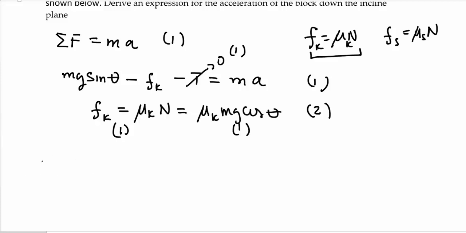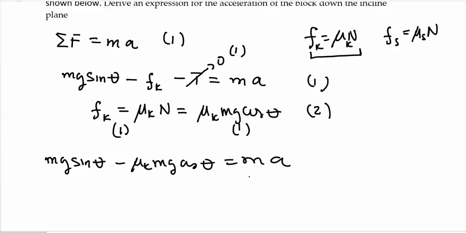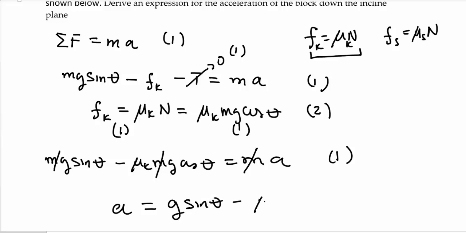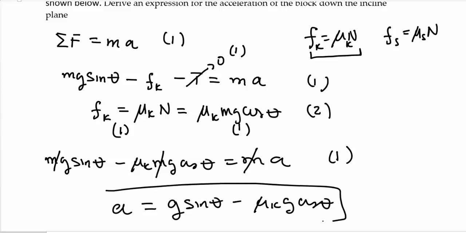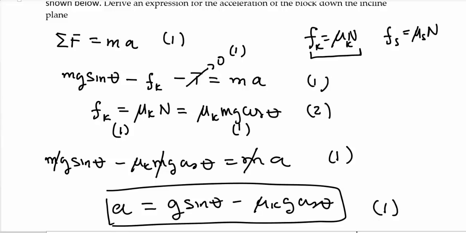Now, this would mean that mg sine theta minus mu k mg cosine theta is equal to ma. The m's can cancel since it's common, and for the acceleration a, this will earn you a point. The acceleration a will be given by g sine theta minus mu k g cosine theta, and that is what I expected from you, and this will give you a point. You see how generous this is?